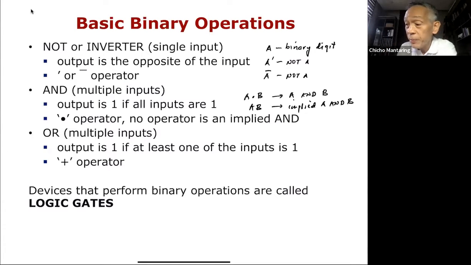Now, the other basic multiple input binary operation is your OR operation. In your OR operation, the output is 1 if at least one of the inputs is 1. And the operator we use is the plus operator. So if I say A plus B, this is actually A OR B.